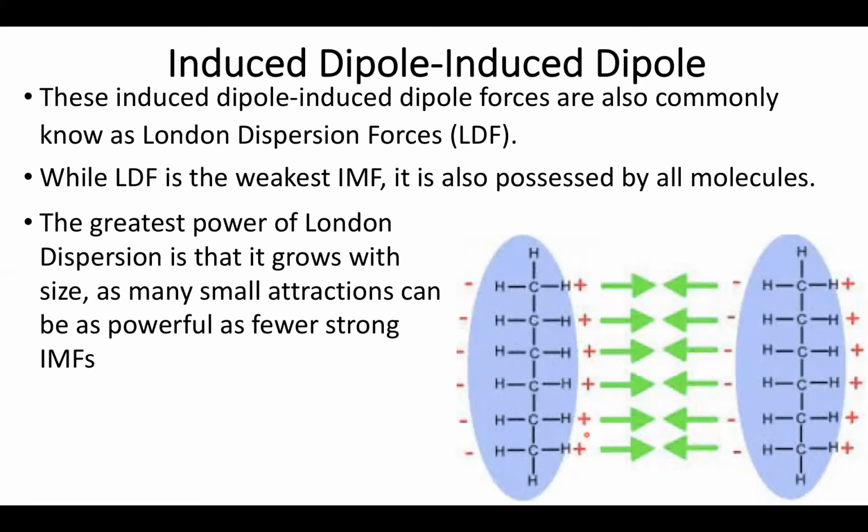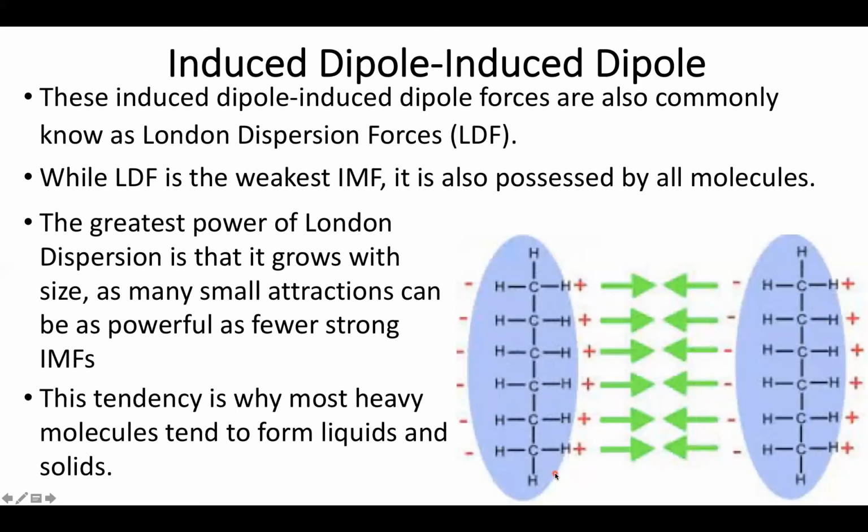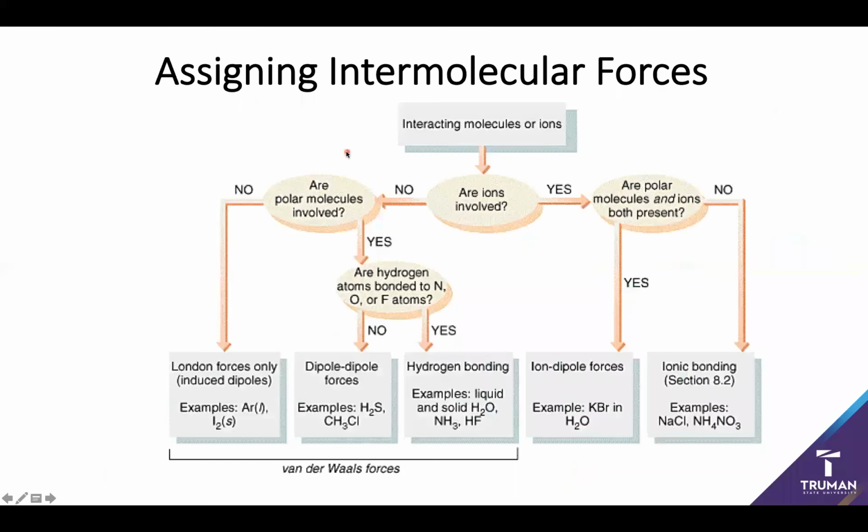And because these London dispersion forces will scale with size, the more molecule you have, the more forces are present. This is the general reason why heavy molecules tend to form liquids and solids, because they have more of these London dispersion forces holding the molecules together. And it isn't actually anything to do with the weight of the molecule. It's entirely based on the strength of its forces.